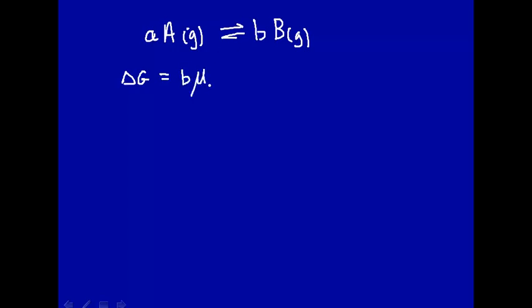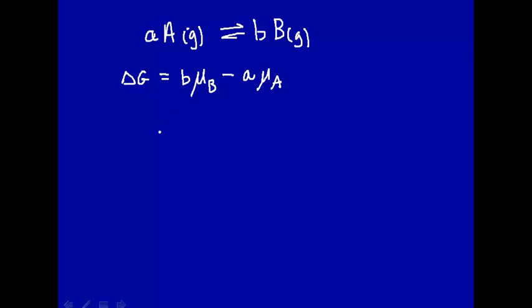We'll do a gas phase reaction. a, that's the stoichiometric coefficient, times molecule A. This will be in the gas phase. It will be in equilibrium with b, the stoichiometric coefficient, times molecule B, again in the gas phase. Let's look at, say, the free energy change for this reaction. Well, from our previous discussion, this would just be the stoichiometric coefficient of B, the number of moles of B, times the chemical potential of B, minus the number of moles of A times the chemical potential of A. That's what delta G of a reaction will be.